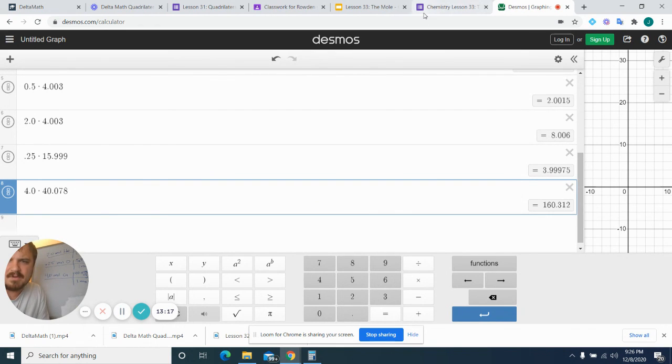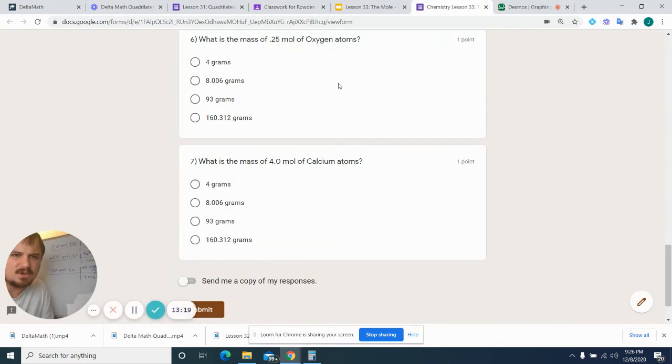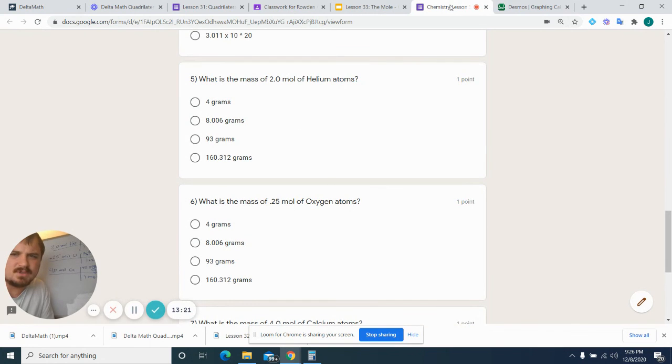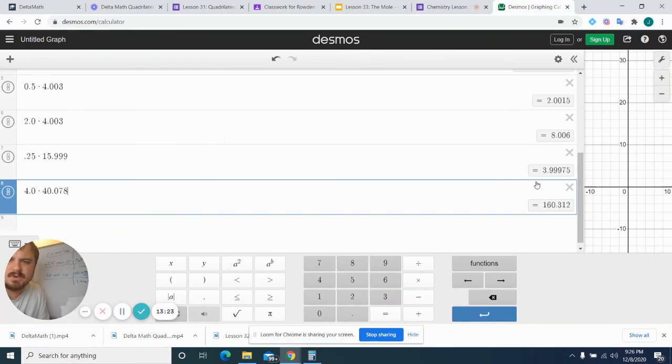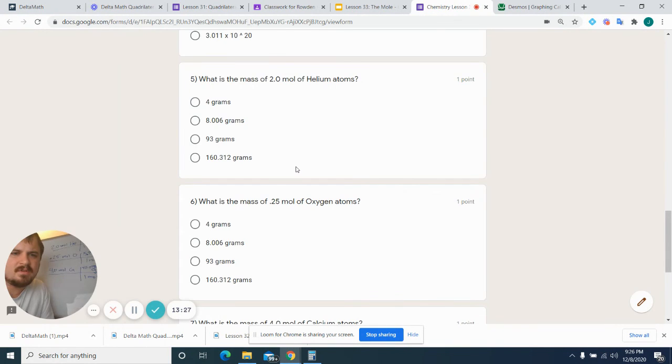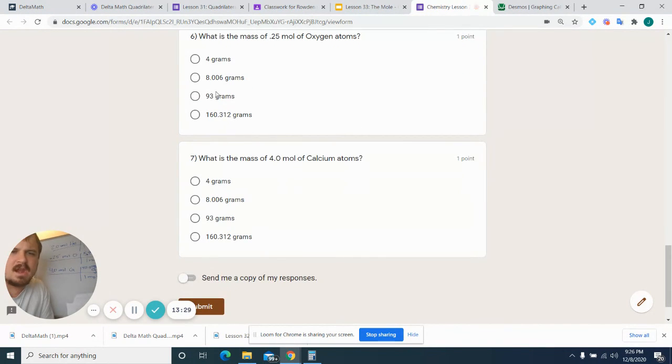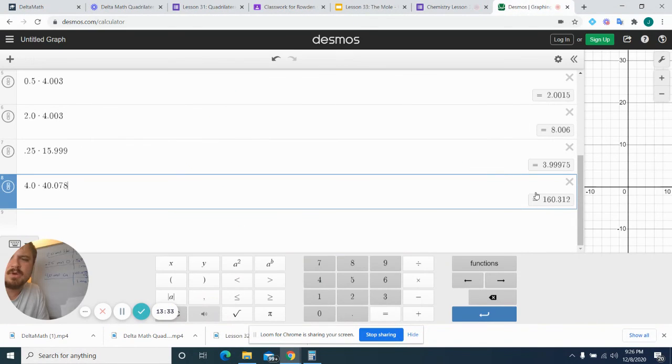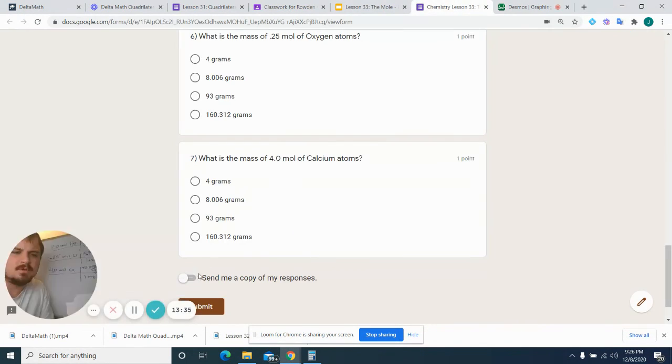So for number 5 right there, we have 8.006. For the next one, it'll be 3.99975. So number 6, they rounded it to 4, so there's our answer. And then for the last one, 160.312. There we go. When you know how to set it up, it's straightforward and simple.